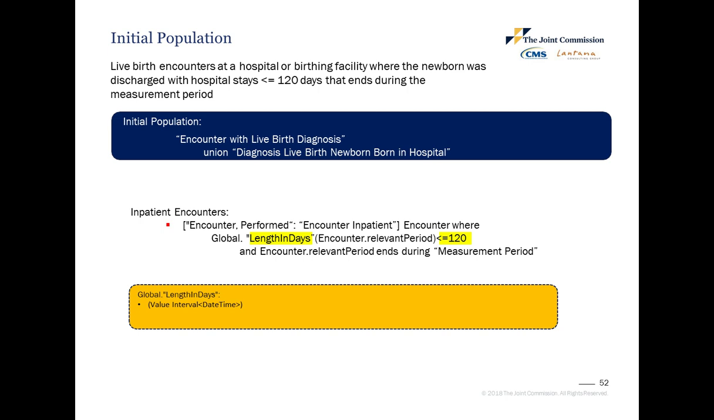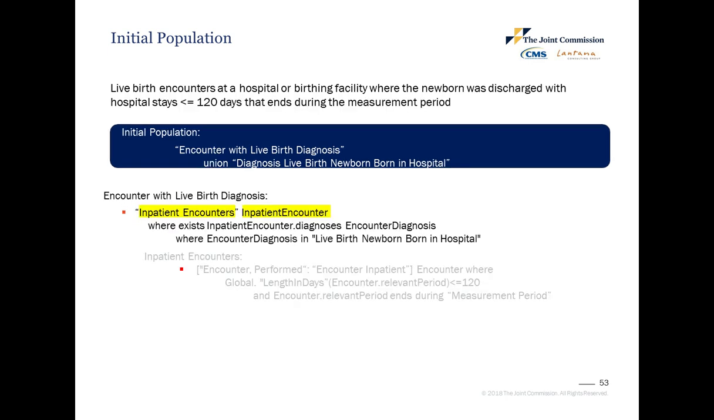To determine if the encounter is within the 120-day parameter, we use the CQL function length in days to calculate the difference in days between the start and end date of the encounter relevant period, also known as value. The global length in days expression is shown here in the gold-colored box. With this definition statement, the logic assesses if the patient had an inpatient encounter, and if so, was that encounter less than or equal to 120 days, and did it end during the measurement period?